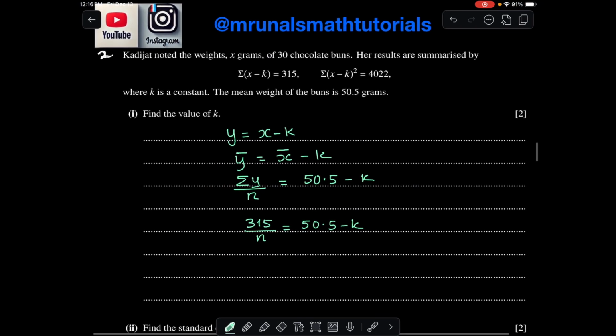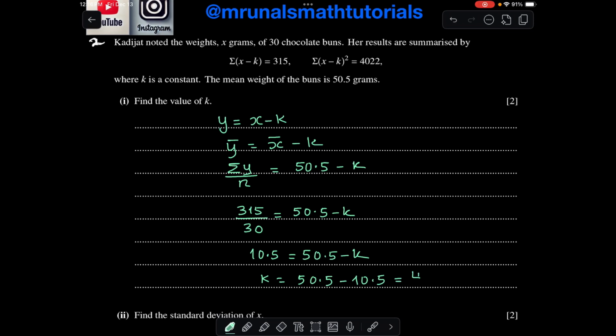Now we already know the value of n. So let me put that n is equal to 30 because it's given to us that there are 30 chocolate bars. So now we have 315 divided by 30. This works out to be 10.5. So I can also say that the mean of y is 10.5, and now we just need to rearrange to get k. k would be 50.5 minus 10.5. That works out to be 40. So that's part 1 where we are finding the value of k.